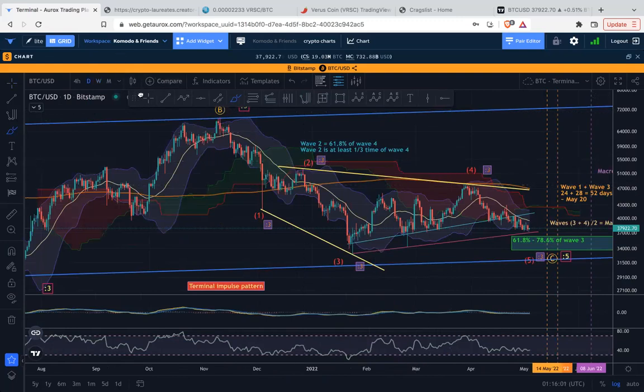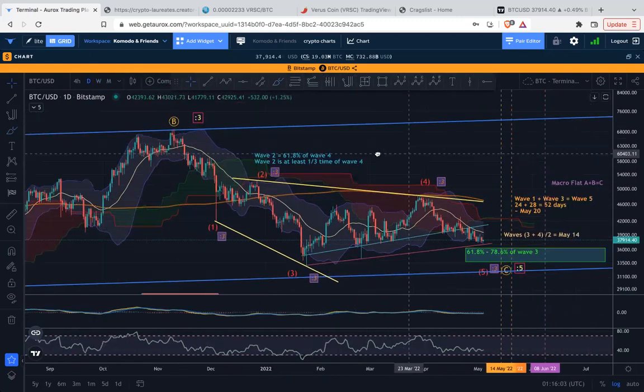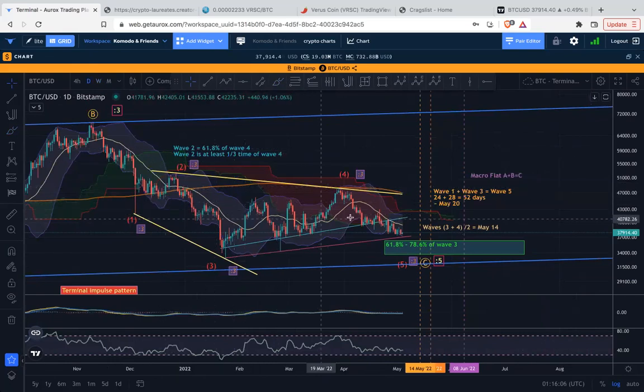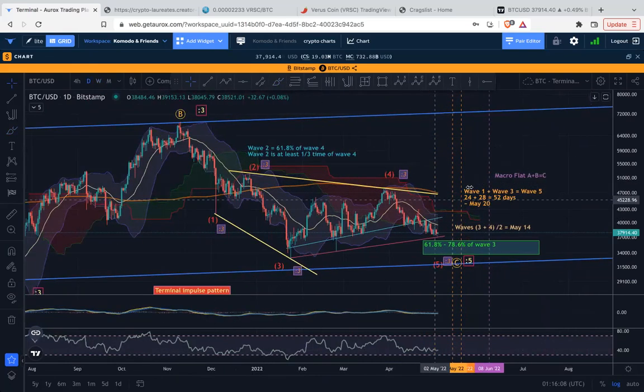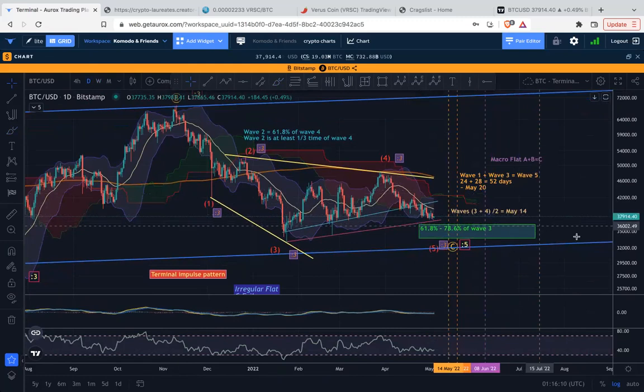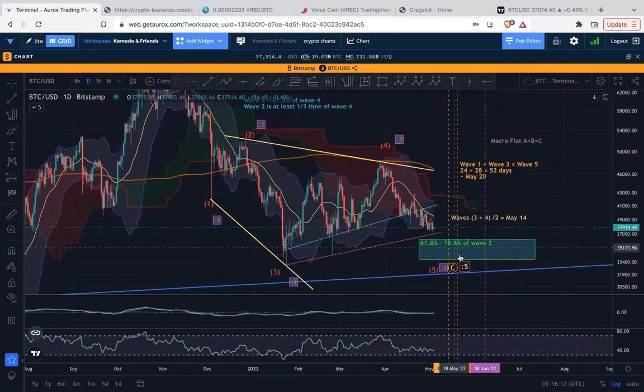Okay, previously, if you want to look at some of this information, look at the previous BTC update video. We talk about relationships between wave 2 and 4 and some of these other ideas about the dates, and this price zone.